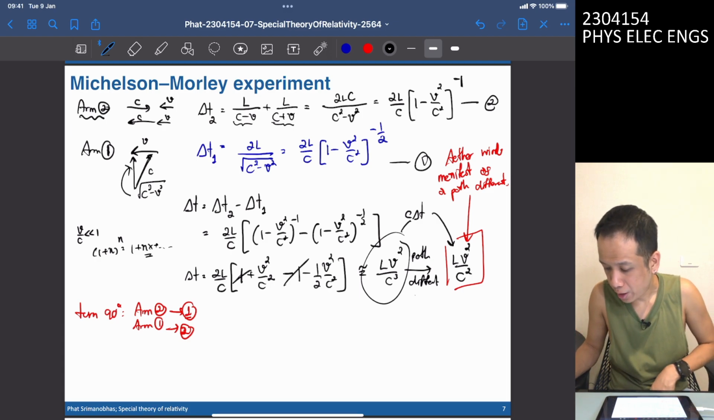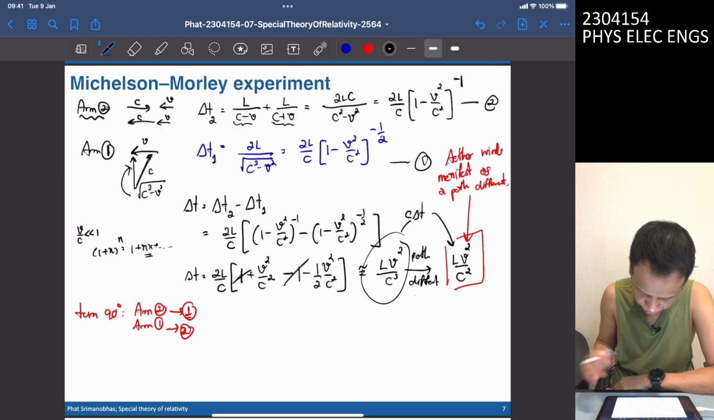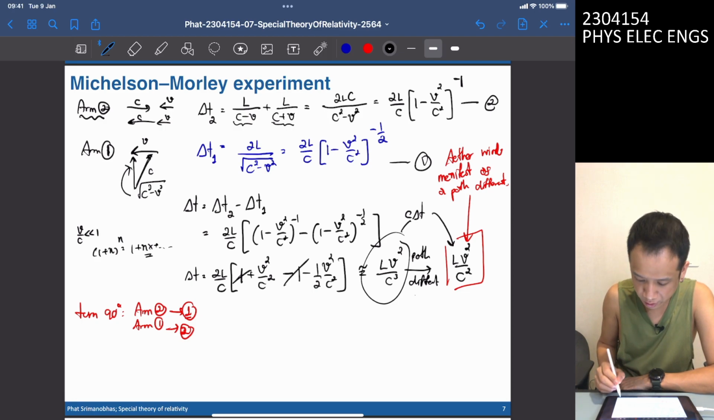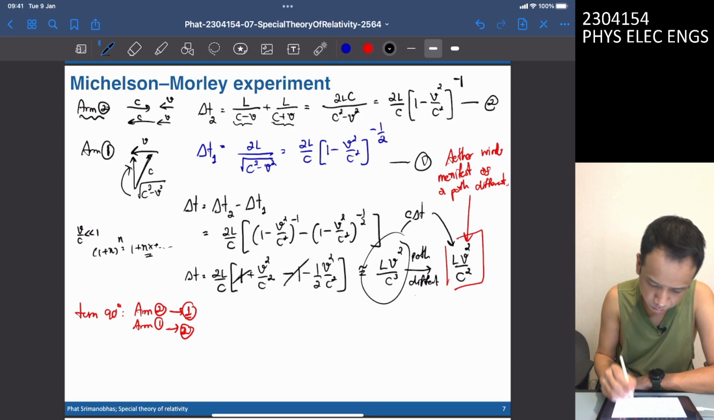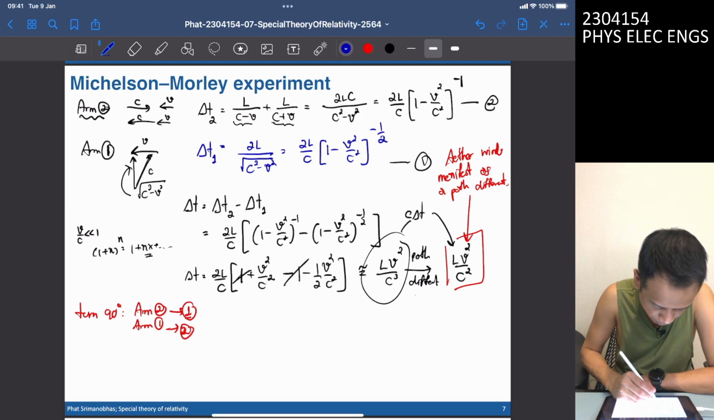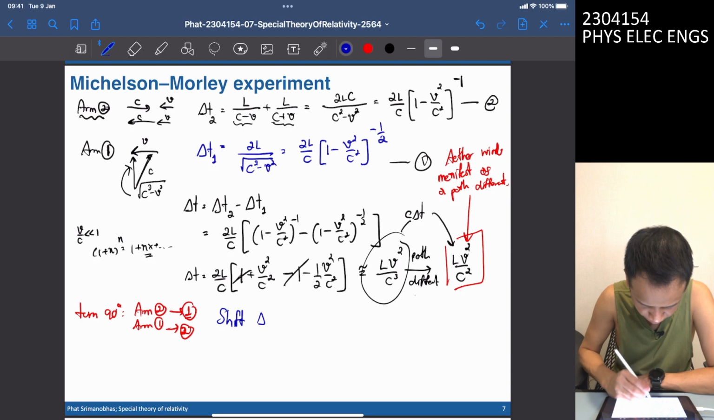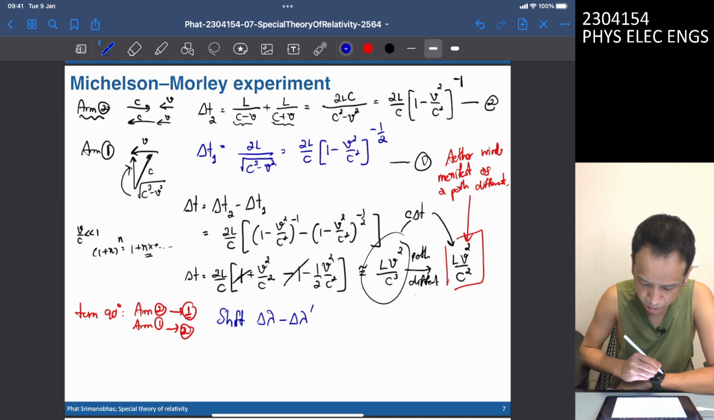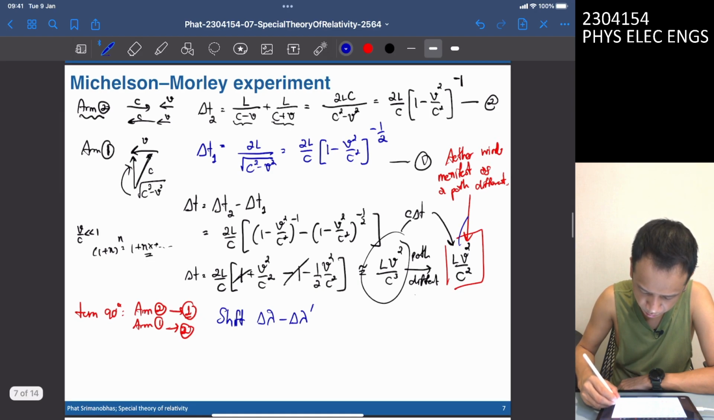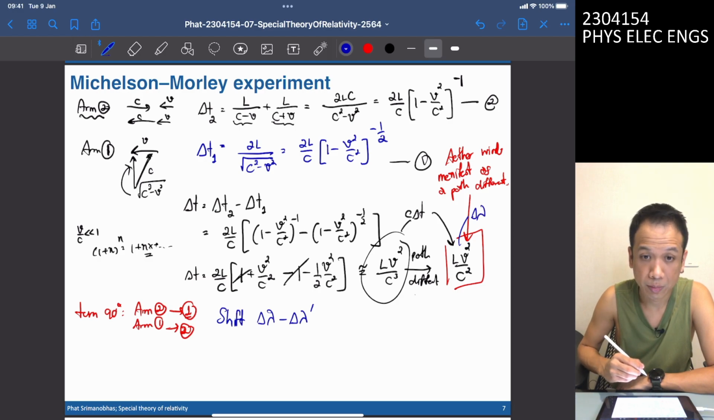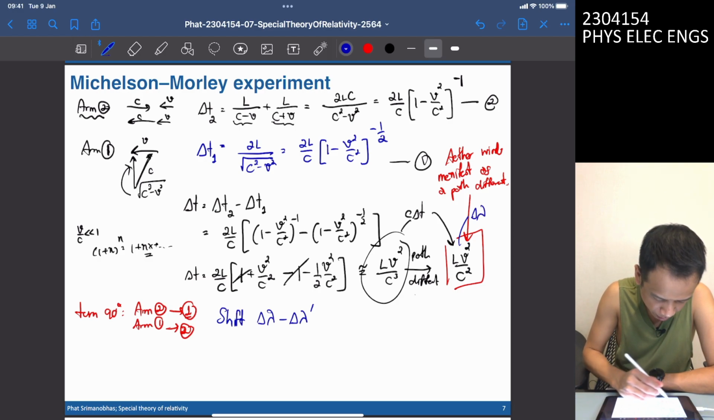So if we do it this way, we're going to have almost the same thing, right? Except that when you subtract it, it's just moving the term. So you can calculate the shift between the first setup, which I call delta lambda, and the other setup, delta lambda prime. The delta lambda is the path difference, and delta lambda prime comes from turning 90 degrees.